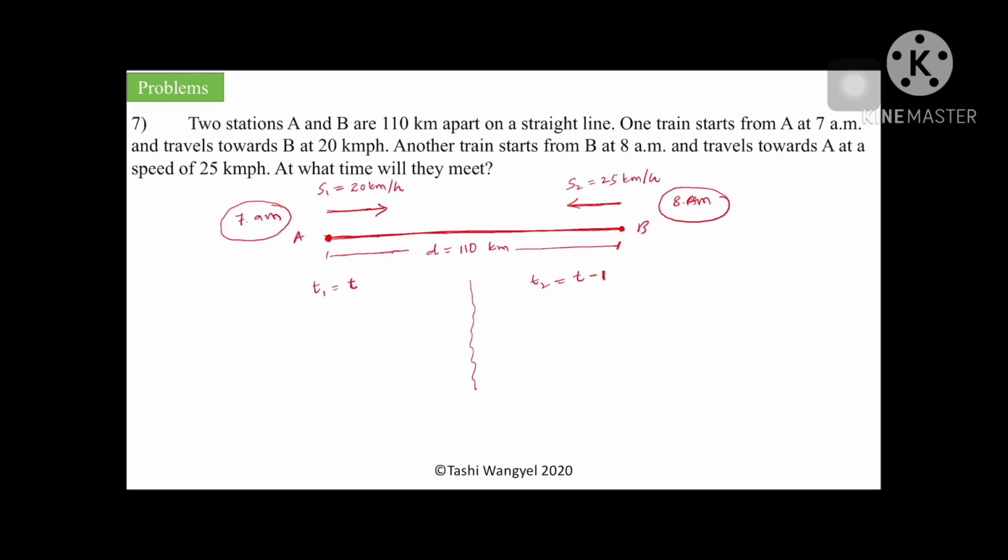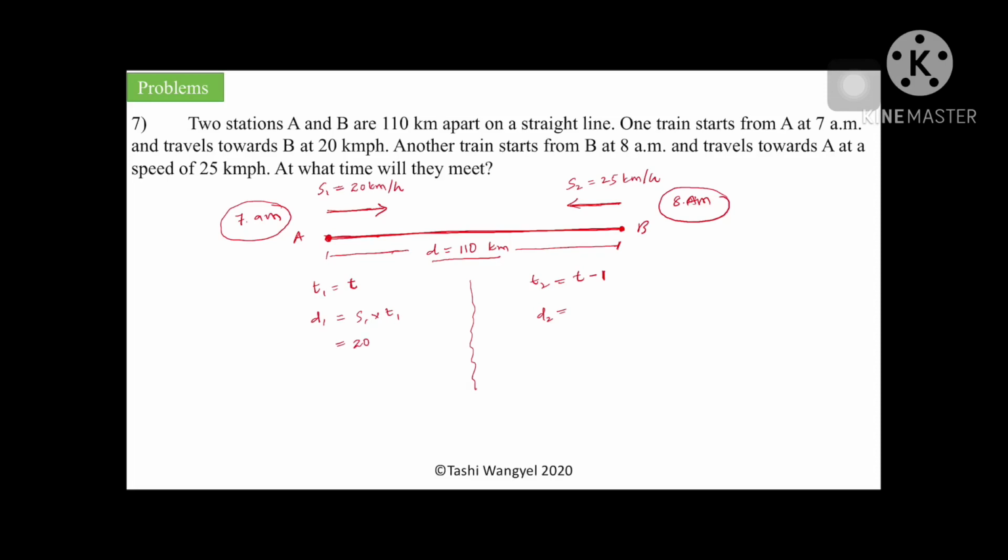Since the second train starts 1 hour later, if the time for the train from A is T, then the time for the train from B is T minus 1. The total distance is 110 km, so we can find T1 and T2 from the total distance. We know that the distances add up to 110 km.